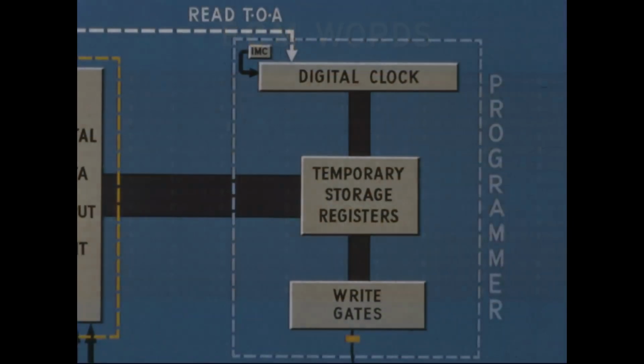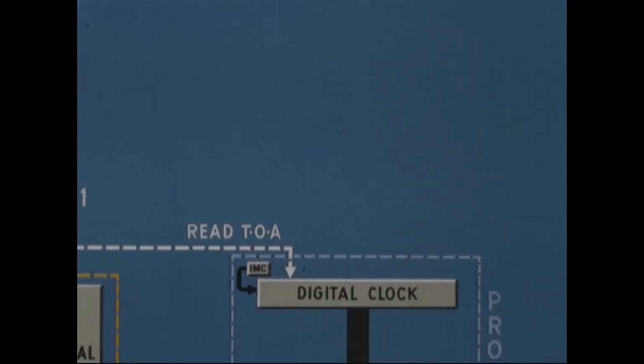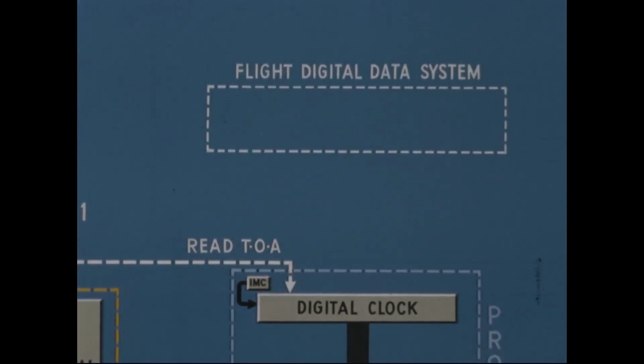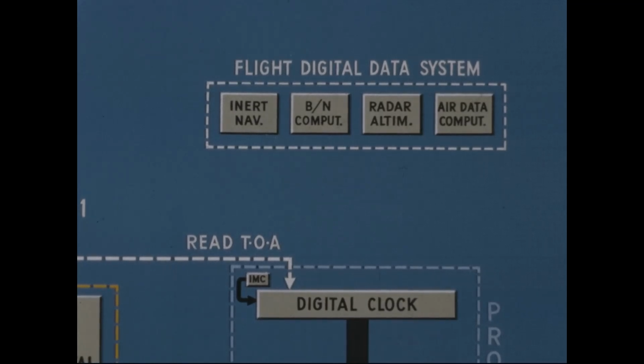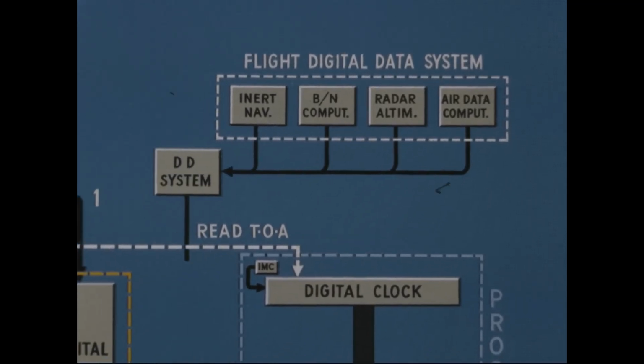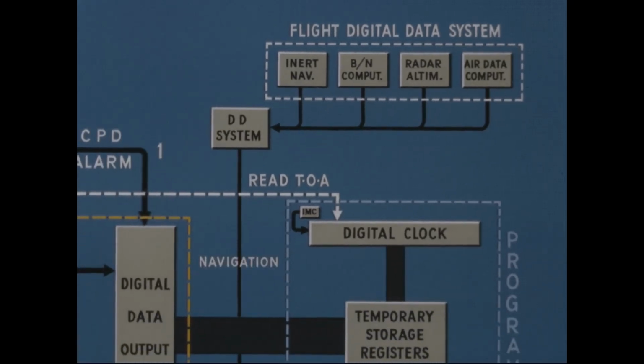In addition to the ECM data, a variety of other information is continuously streaming into the programmer. From the flight digital data system, the inertial navigator, the BN computer, the radar altimeter, and the air data computer, flight data flows to the programmer digital data system, which processes it into a navigation word and a supplementary word. It also supplies a fixed data word.